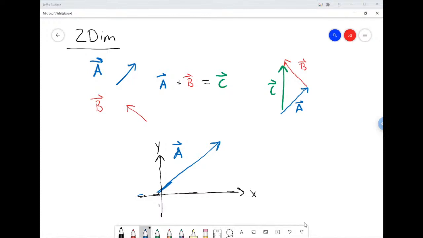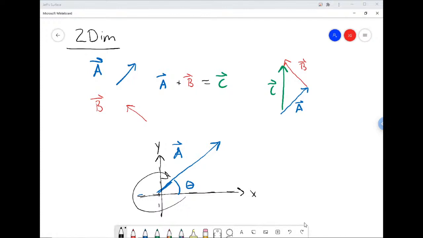One way I could specify A is by saying A has a certain length, a magnitude, and then it has a certain direction, theta, relative to the x-axis. And that's the convention. The convention is direction is always counterclockwise from the positive x-axis. But maybe you're unconventional, and maybe your definition of direction is something like that, counterclockwise. All right. So that's one way you could do that.